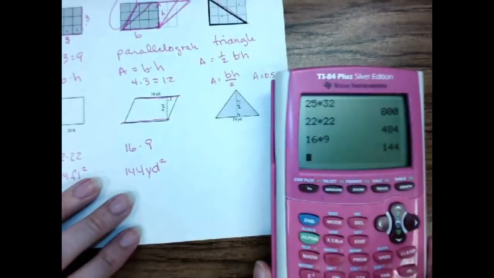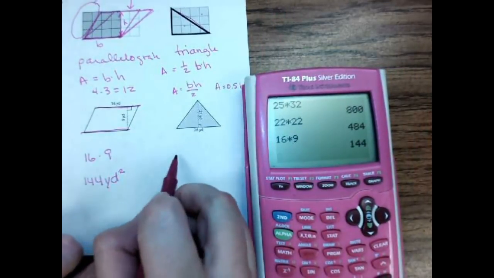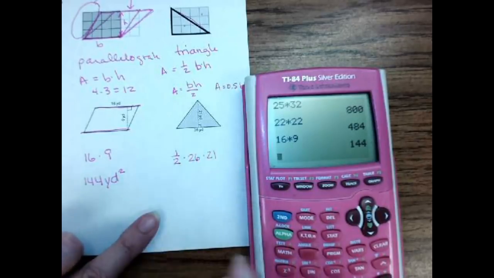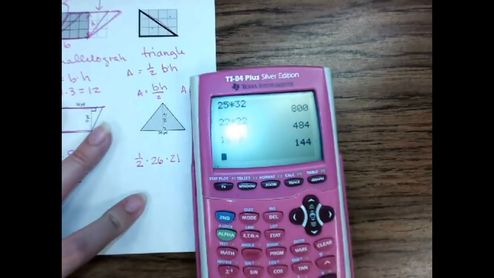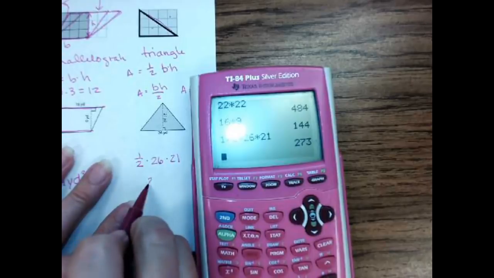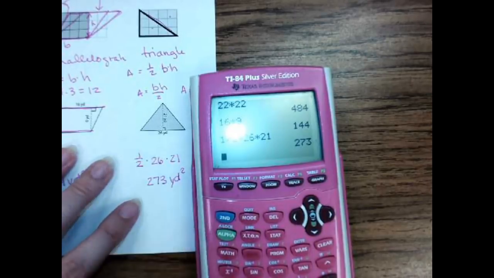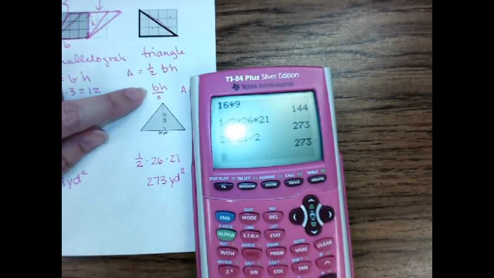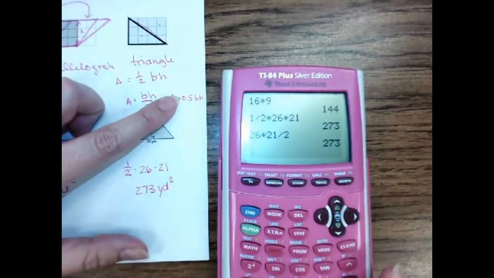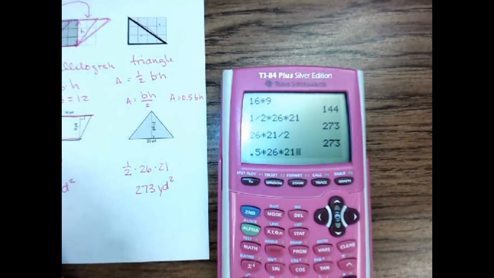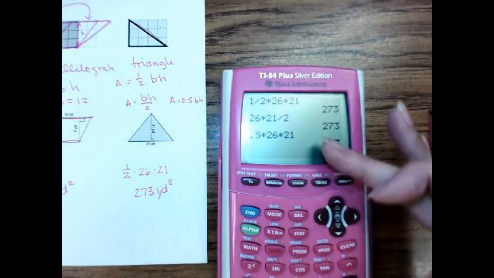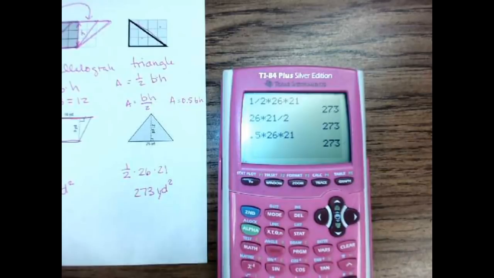And our triangle, 1/2, 26 times 21. Yards squared. You could also enter it like this. That's this formula. Or you could enter it like this. You get the same answer no matter which of these three formulas you choose to use in your calculator. Same answer. I would suggest you pick the one you like best and always use the same one.